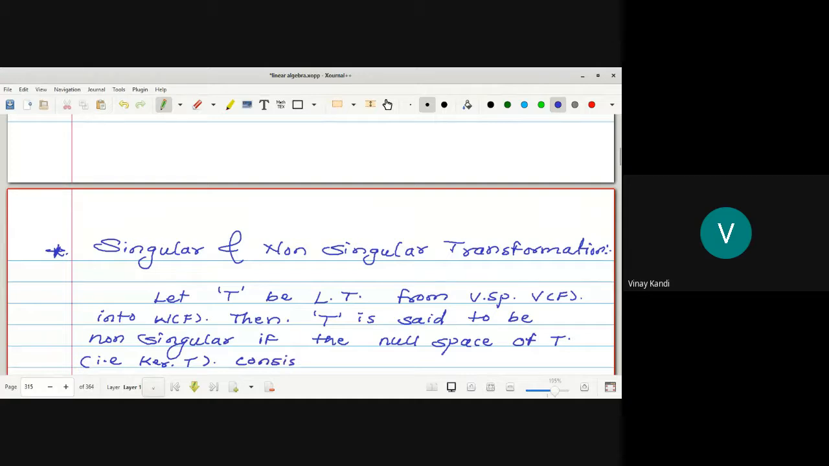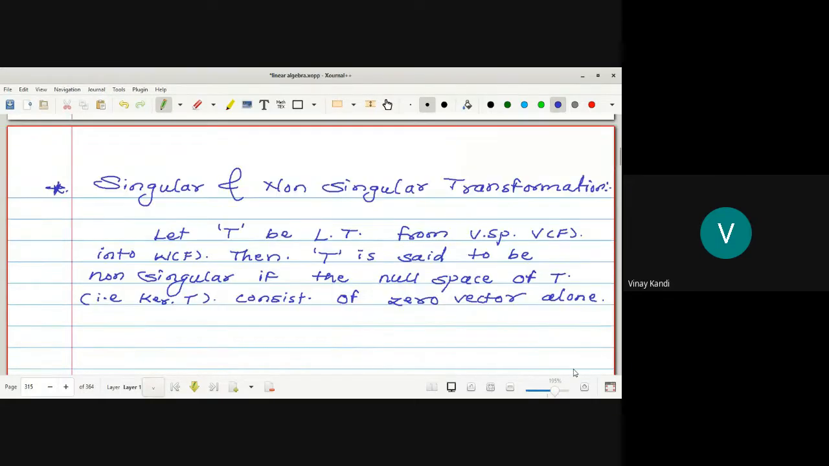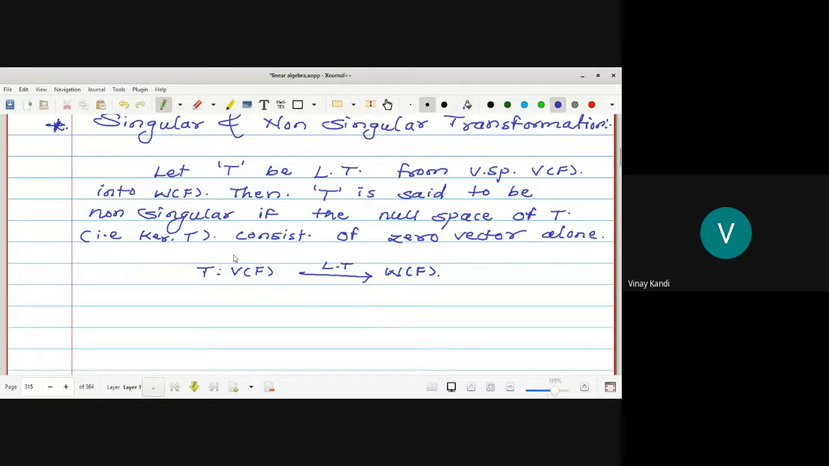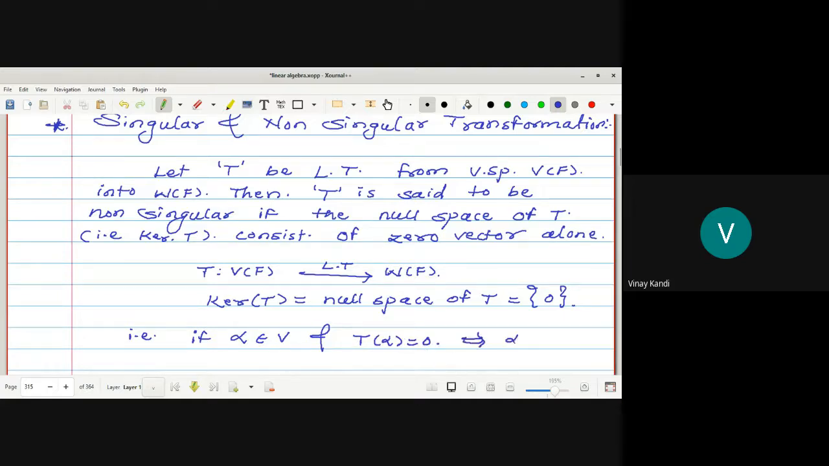Okay, null space is nothing but kernel of T. Consist of zero vector alone. Okay, what is the meaning of this one? Let T be the linear transformation from vector space V over F to W over F. Then T is said to be non-singular if the null space of T, that is kernel of T, is equal to what? Null space of T consists of only zero vector alone. म्हणजे हा एकटाच असायला हवा, singleton zero. That is, if alpha belongs to V and T of alpha is equal to zero, it implies alpha must be equal to zero. Okay.